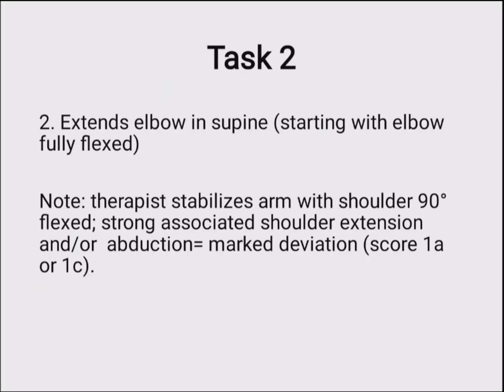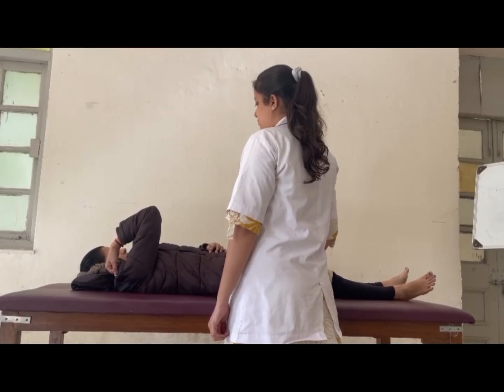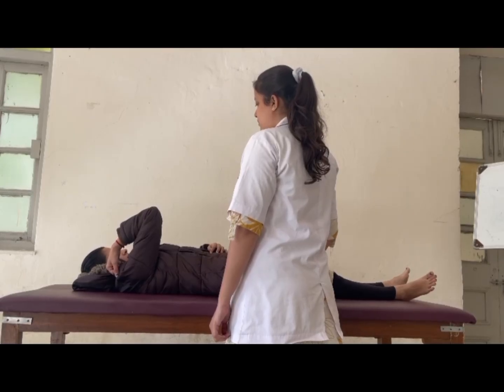Task 2: Extends elbow in supine, starting with the elbow fully flexed. Note: the therapist has to stabilize the arm with the shoulder flexed to 90 degrees. Strong associated shoulder extension or abduction is equal to marked deviation, and a score of 1A or 1C is given. Ask the patient: please lift your hand towards the ceiling, straightening your elbow as much as you can.